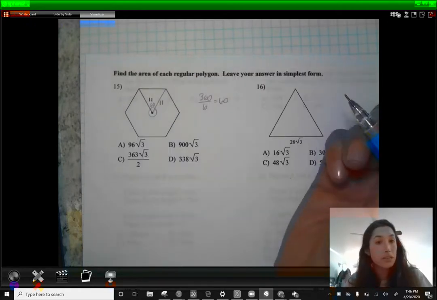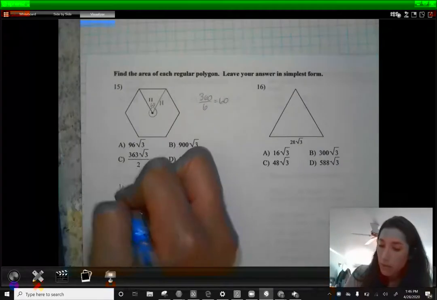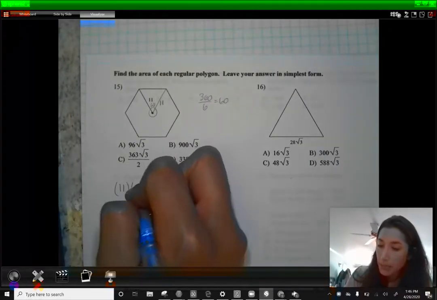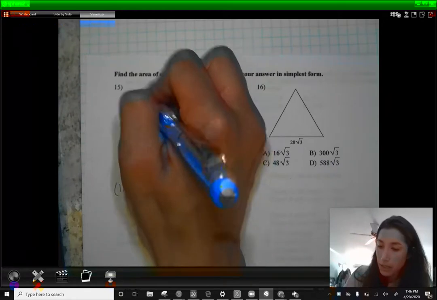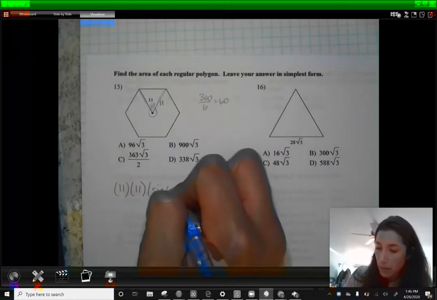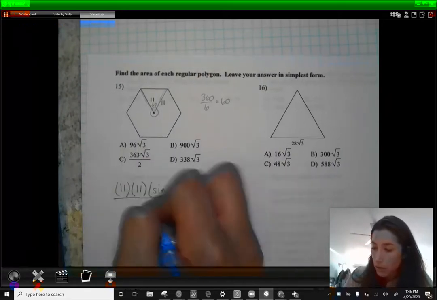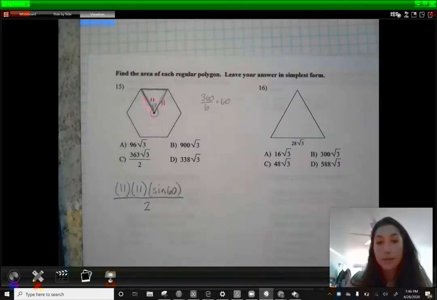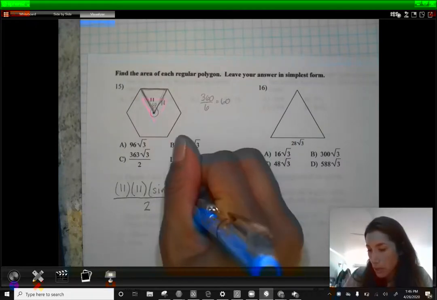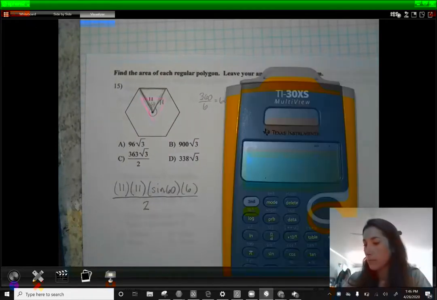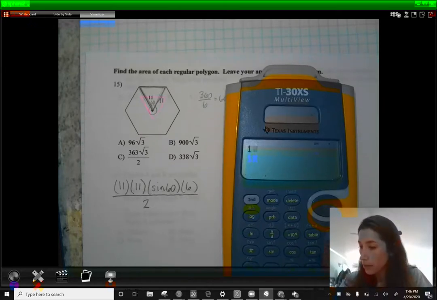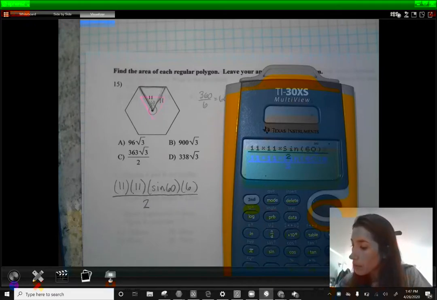So I can use the side angle side method for this. So we've got 11, which is one side, times 11, which is another side. So these are both 11s, times the sine of the angle between them, all divided by 2. Now that's the area for that one triangle. And this is a hexagon, so there are 6 of those triangles. Now let's check in your calculator. Most of your calculators will probably give a decimal answer. So 11 times 11 times sine 60, all divided by 2. Oops, and I forgot to multiply by 6. There we go.